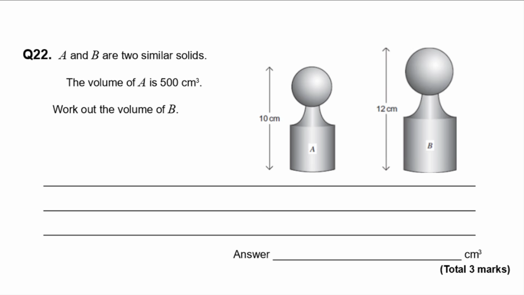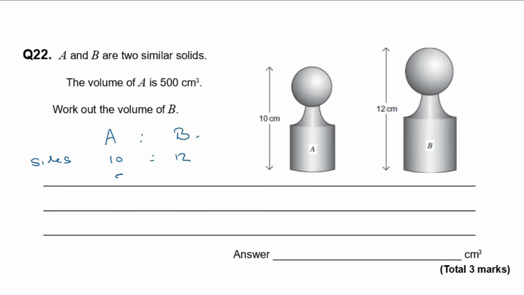Question 22, A and B are two similar solids. The volume of A is 500 cubic centimeters. Work out the volume of B. Okay. Well, we've got A to B. Now the ratio of their sides is 10 to 12, isn't it?